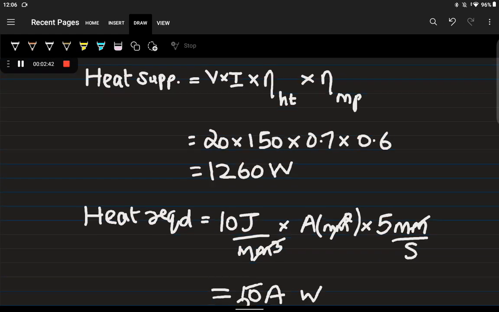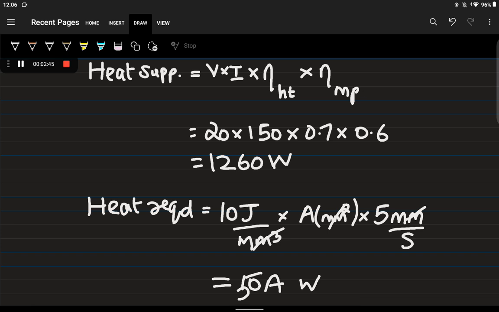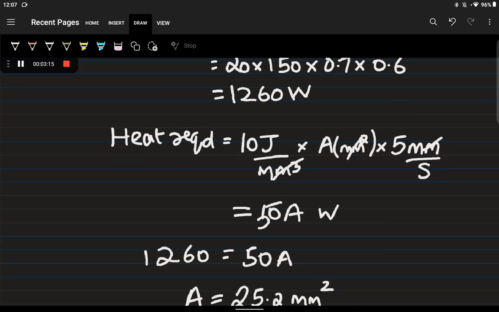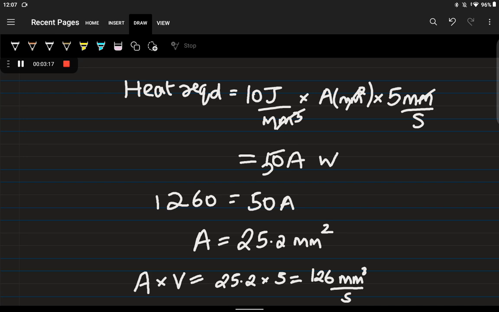Next, from the question, for the welding process, for 1 mm cube of volume, we need 10 joules of energy. From that, we can find the heat required for the welding process, which is energy density, 10 joule per mm cube, into the area of the weld cross section, into the speed of welding. They have given the speed of welding as 5 mm per second. From this we can find the area of cross section. By equating both, that is 1260 is equal to 50 times area, we can find the area as 25.2 mm square.